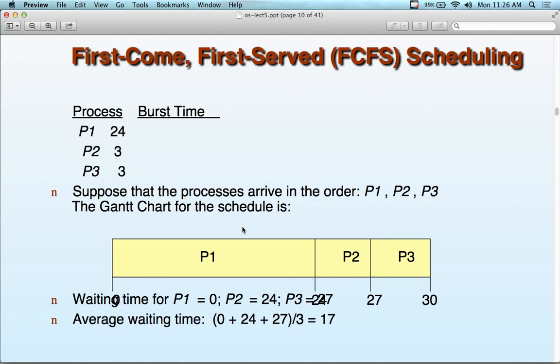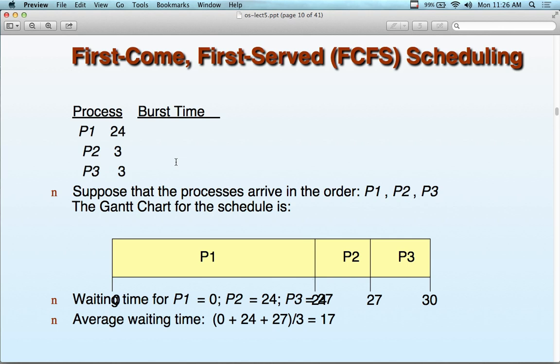This one's called the first come, first serve scheduler. In a first come, first serve environment, what we're looking at here is process number 1, process number 2, and process number 3 over here. And the columns in this PowerPoint, well, this is PowerPoint, brought it up in preview. So the 24 is the burst time. It's supposed to be here, but it didn't line up right. And 3 and 3. So suppose the processes arrive in this order.